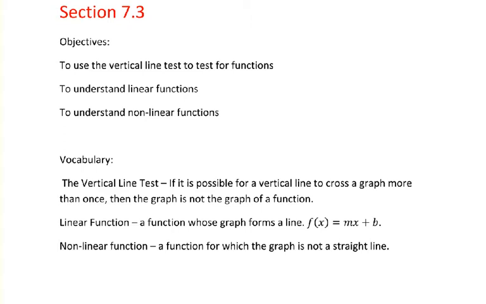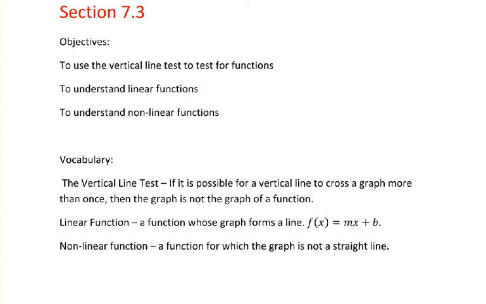Our vocabulary includes the vertical line test, which tells us that if it is possible for a vertical line to cross a graph more than once, then the graph is not the graph of a function. And we'll look at some examples of that to make that more clear.